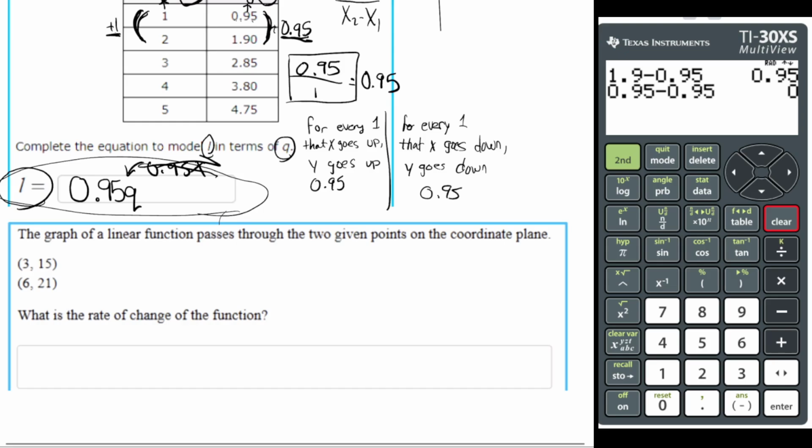All right. The graph of a linear function passes through the two given points on the coordinate plane. (3, 15) and (6, 21). What is the rate of change? Rate of change, same thing. Slope: y2 minus y1 over x2 minus x1.